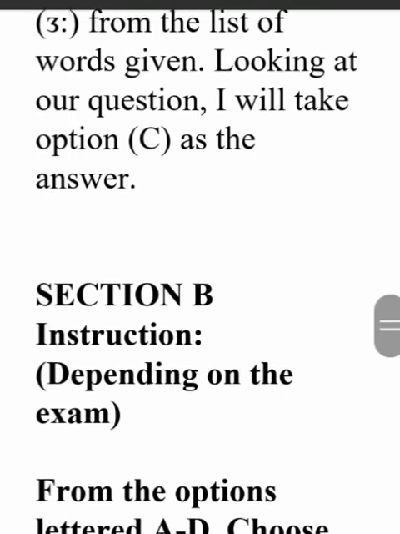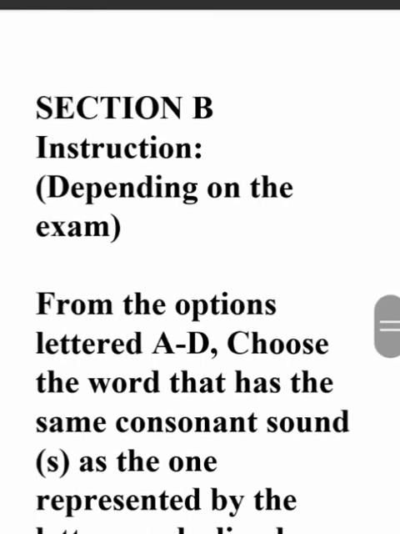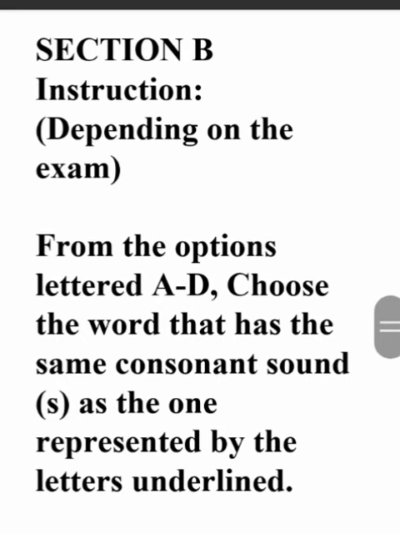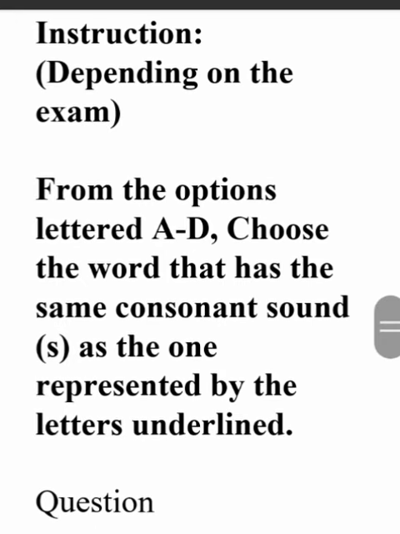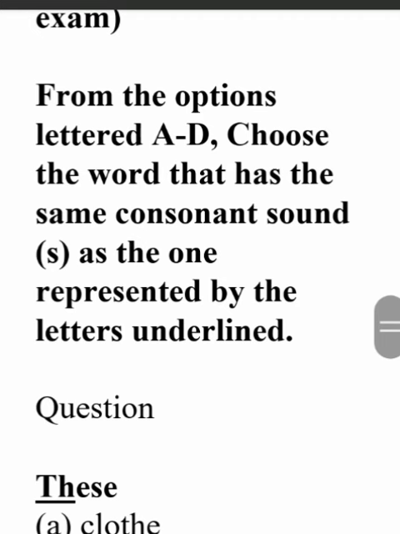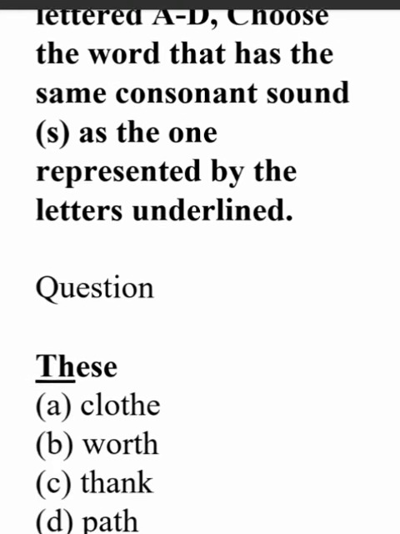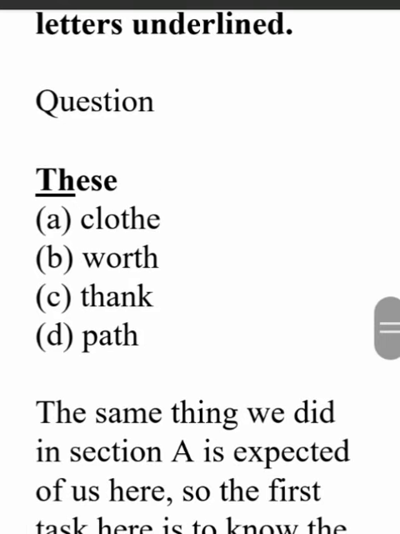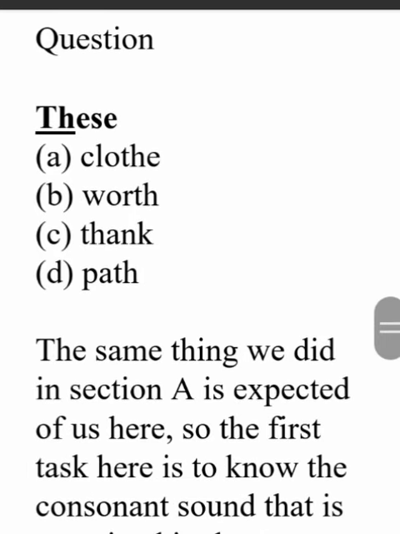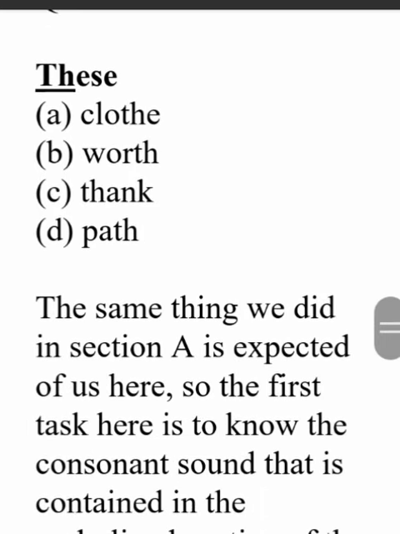Section B. Instruction, depending on the exam. From the options lettered A to D, choose the word that has the same consonant sound, th, as the one represented by the letters underlined. Question. These. A. Clothe. B. Worth. C. Thank. D. Path.